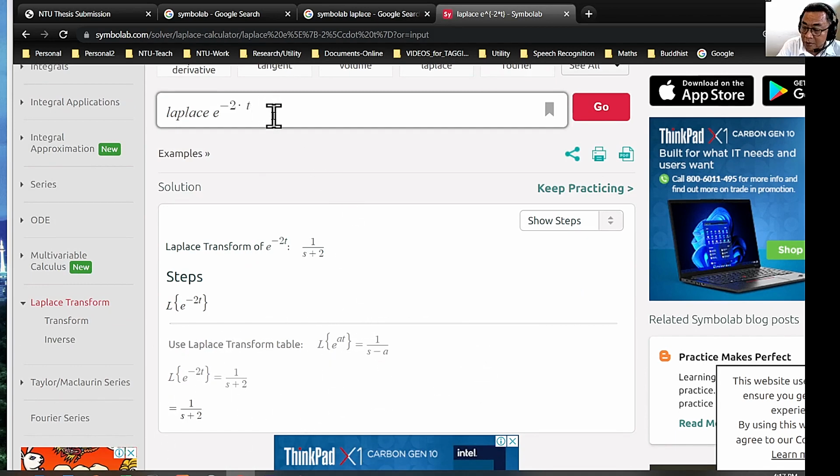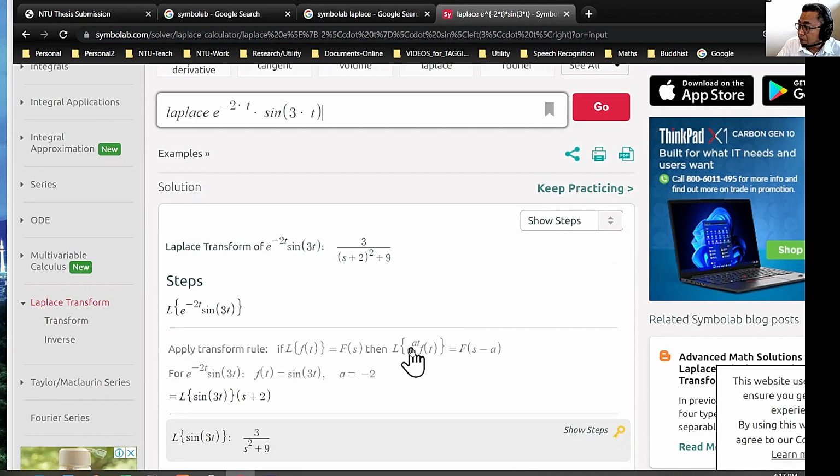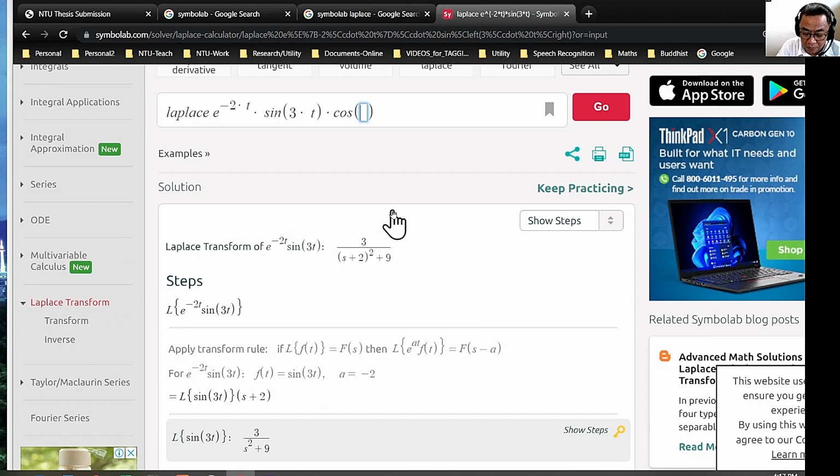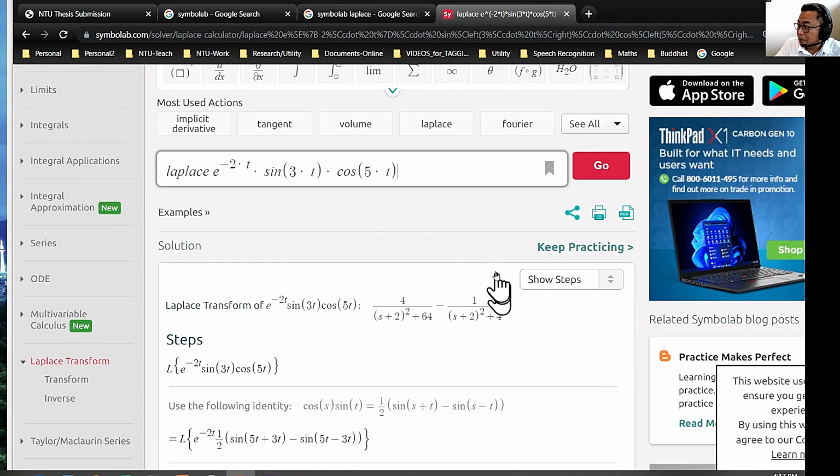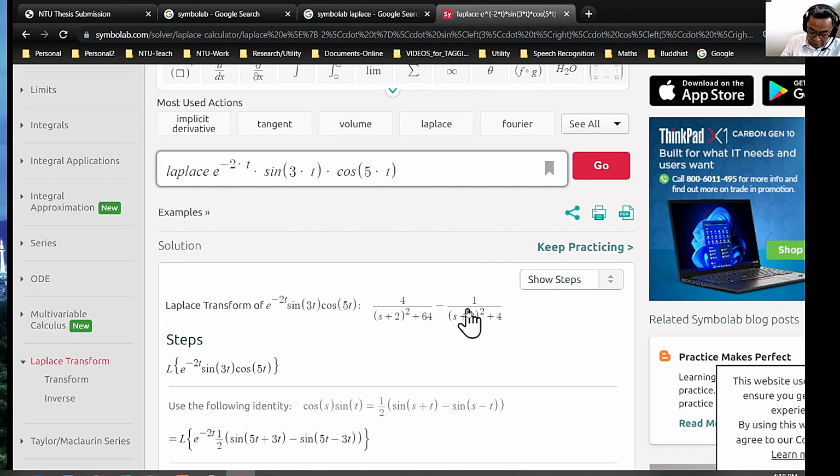You can type very complicated functions. For example, multiply by sine of 3 times t. And you'll see more and more complicated functions of F of s. And I can continue, and so on and so forth. So you can use Symbolab to verify your answers. I'll now show you another way, which is the Laplace transform using MATLAB.